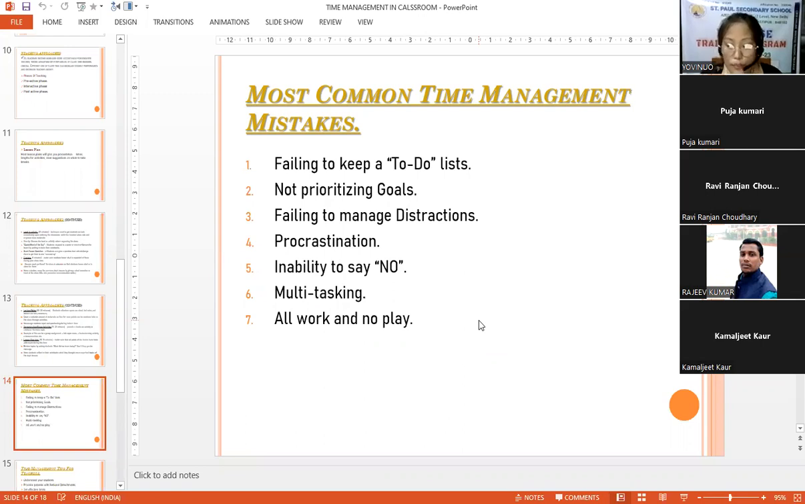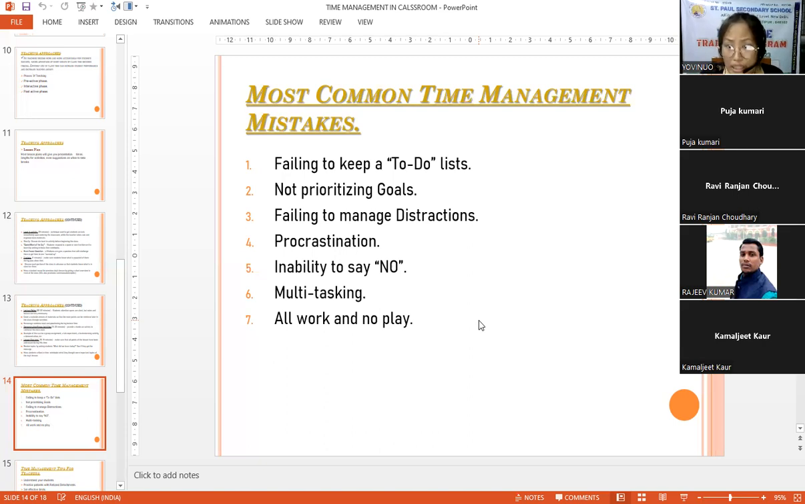Number 2, not prioritizing goals. When we do not have a clear sense of our priorities, we can engage in multitasking by trying to do it all. A lack of prioritizing can lead to burnout.